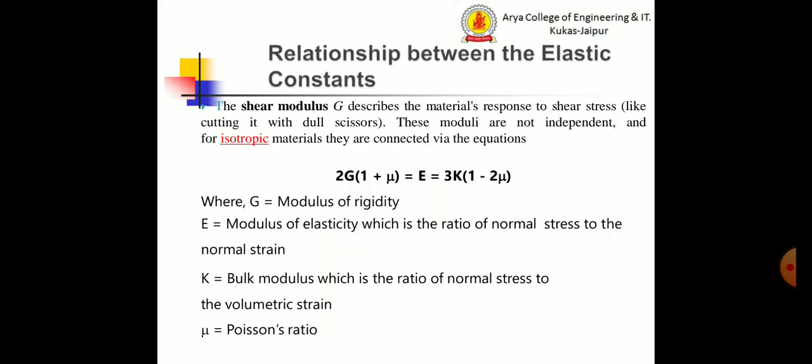The shear modulus G describes the material's response to stress like cutting it with a dull scissor. These moduli are not independent, and for isotropic materials, they are connected by the equation E = 2G(1 + mu) = 3K(1 - 2mu), where G is the modulus of rigidity, E is the modulus of elasticity, which is the ratio of the normal stress to the normal strain, K is the bulk modulus, which is the ratio of normal stress to the volumetric strain, and mu is Poisson ratio.